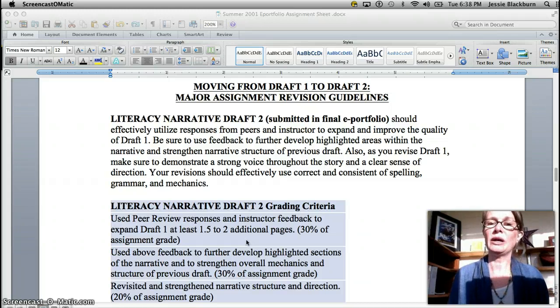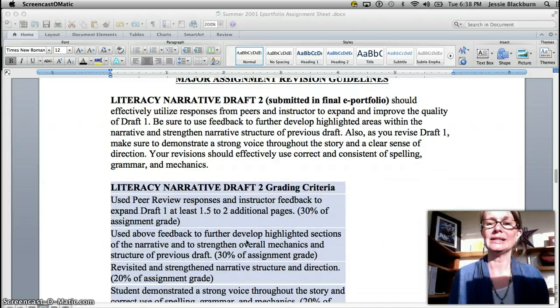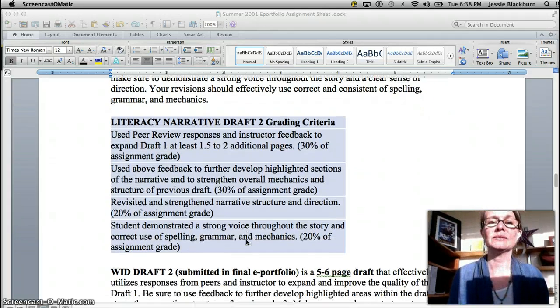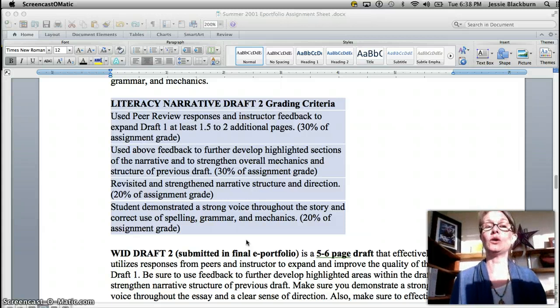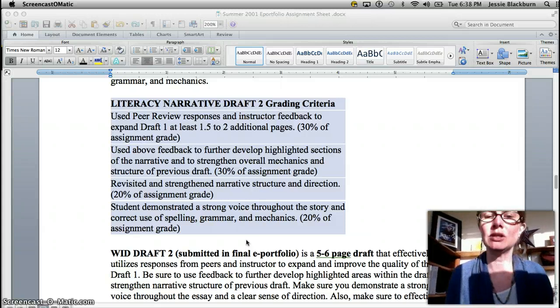Be sure that you use feedback to further develop highlighted areas within the narrative and strengthen narrative structure of the previous draft. Also, as you revise draft 1, make sure to demonstrate a strong voice throughout the story and a clear sense of direction. Your revisions should effectively use correct and consistent spelling, grammar, and mechanics. The literacy narrative, draft 2, should use peer review response and instructor feedback to expand draft 1 to at least 1.5 to 2 additional pages.